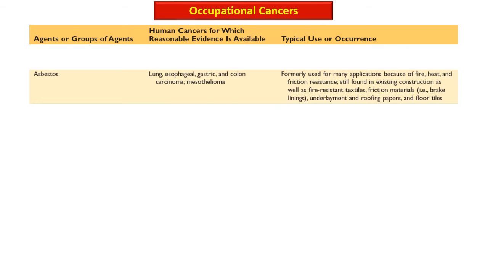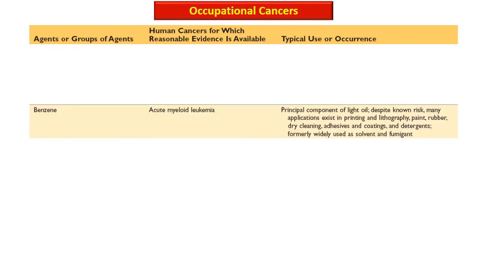Asbestos was formerly used for many applications because of fire, heat and friction resistance, and it is still found in existing construction as well as fire resistant textiles and friction materials such as brake lining, underlayment, roof papers and floor tiles. This asbestos is implicated with lung, esophageal, gastric, colon carcinoma and mesotheliomas. Benzene, the principal component of light oil, despite known risk, has many applications in printing and lithography, paint, rubber, dry cleaning, adhesives and coatings, and detergent. Formerly, benzene was used widely as a solvent and a fumigant. Benzene is associated with acute myeloid leukemia.